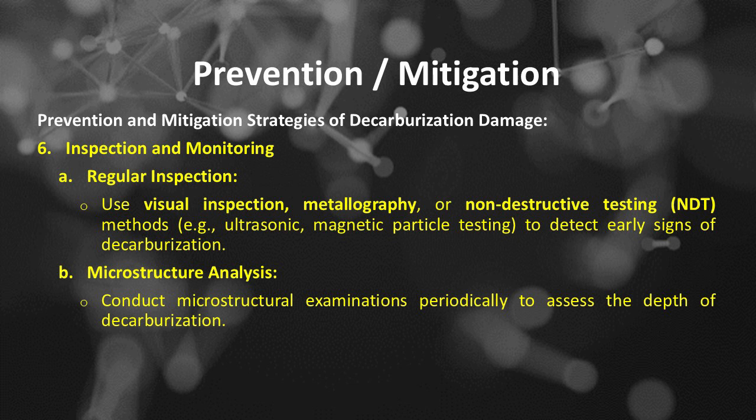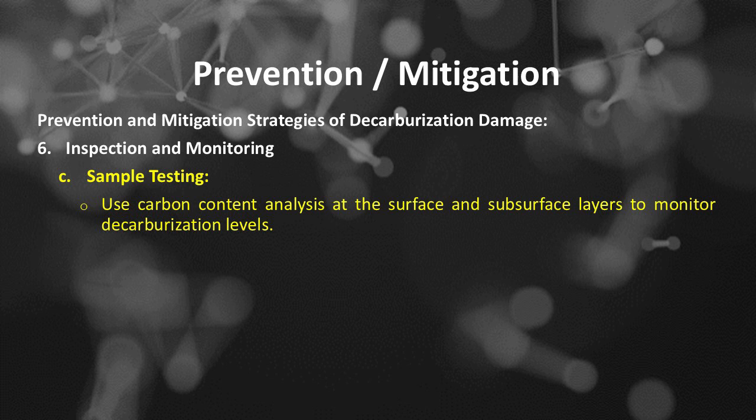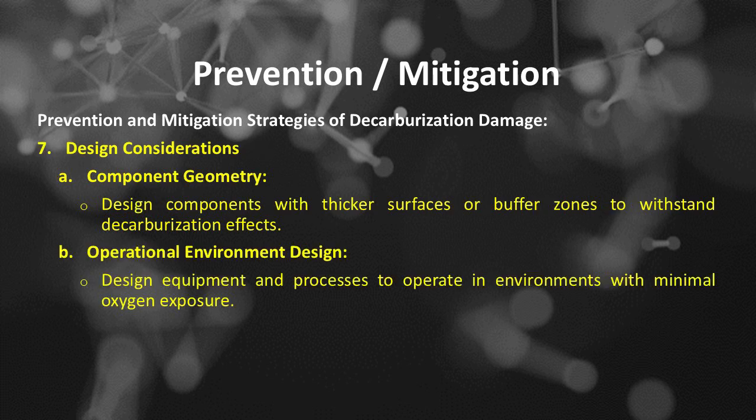Number B, microstructure analysis. Conduct microstructural examinations periodically to assess the depth of decarburization. Number C, sample testing. Use carbon content analysis at the surface and subsurface layers to monitor decarburization levels. Number 7 of the prevention and mitigation strategies of decarburization damage is design considerations.